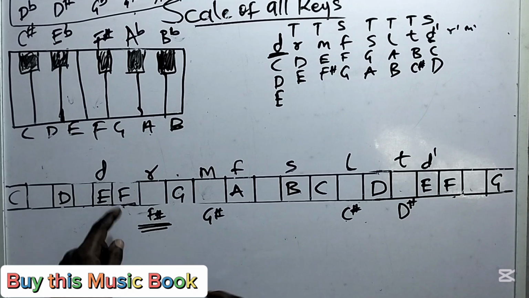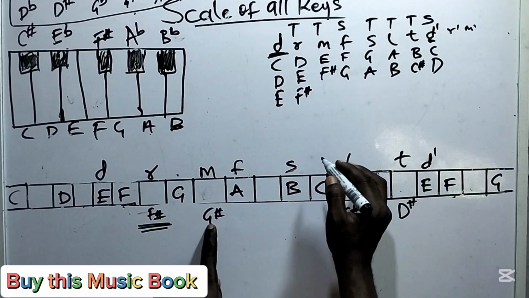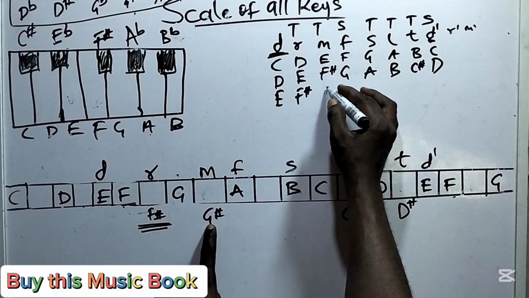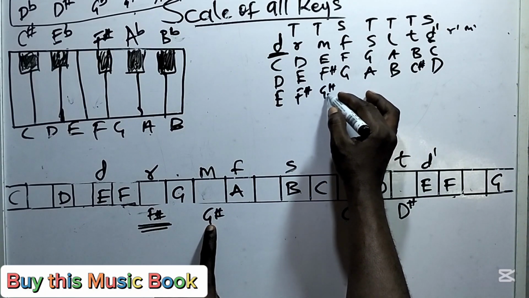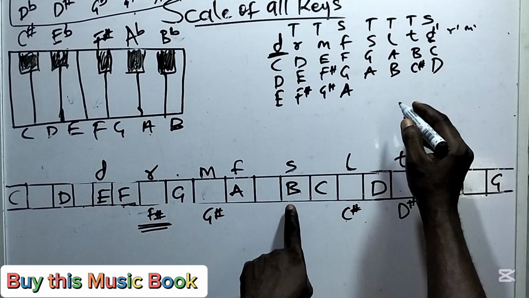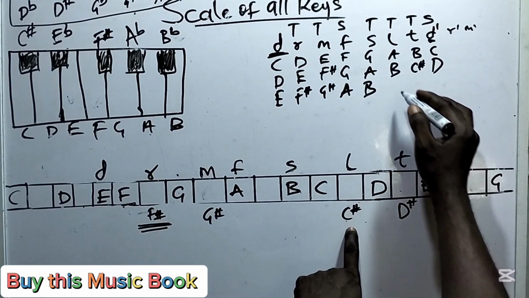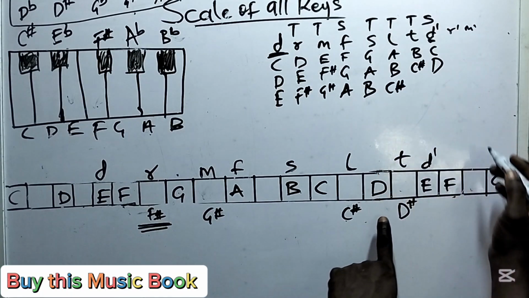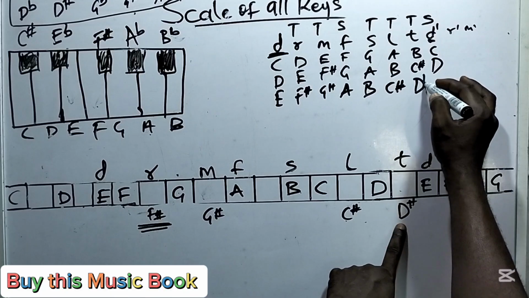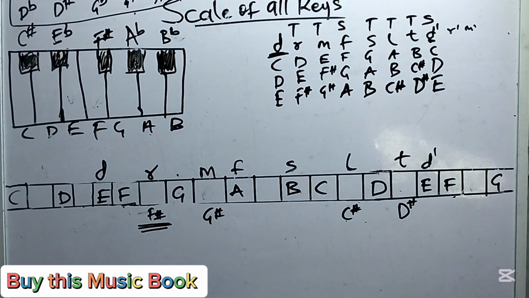So let us fill in this thing. Do is E. Re is F sharp. Mi is what? G sharp. Then Fa is A. So is B. La is C sharp. T is D sharp. And Do is E. You understand this very well now.